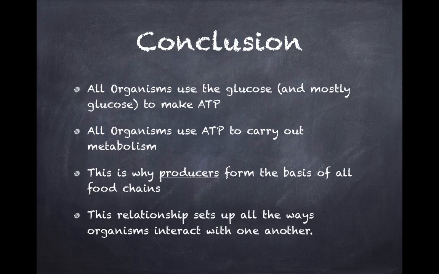Producers are the only organisms that can make glucose. Even though all organisms need glucose to make ATP, only producers, autotrophs, plants, plant-like organisms, can make that glucose to make ATP. And it's this relationship that's going to set up the ways that organisms interact with each other in the environments. And that's what we will move on to in the next chapter.